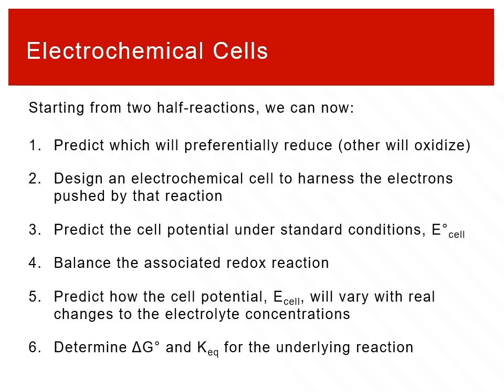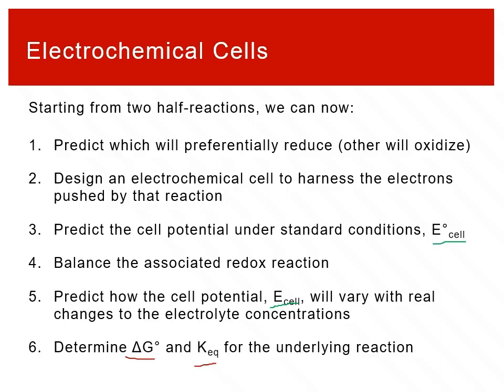All right, so we've got a lot now for these cell potentials. If you have your two half reactions, you can predict which one will preferentially reduce and which one's going to oxidize using your standard reduction potentials. You can design cells, predict standard cell potentials, balance the redox reaction, and use the Nernst equation to see how that potential will change over time. This is only for standard conditions. What about the conditions of the cell you're actually using, when you're taking that transfer of electrons out of it? And then we can also determine delta G naught and the equilibrium constant for the reaction. Those are two really useful things.